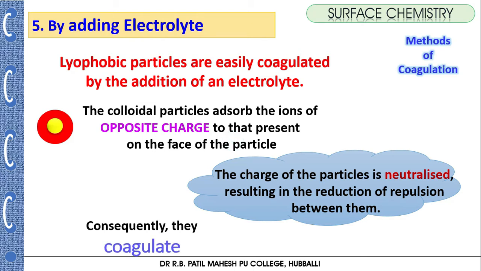Students, in this process what happens? Colloidal particles carry their own charge. For example, assume that we use ferric hydroxide, then it adsorbs ferric ions and is positively charged. Suppose I add an electrolyte like sodium sulfate, then the sulfate ion is going to neutralize the plus charge present on the colloidal particle. As a result, these colloidal particles aggregate and lead to the formation of coagulation.